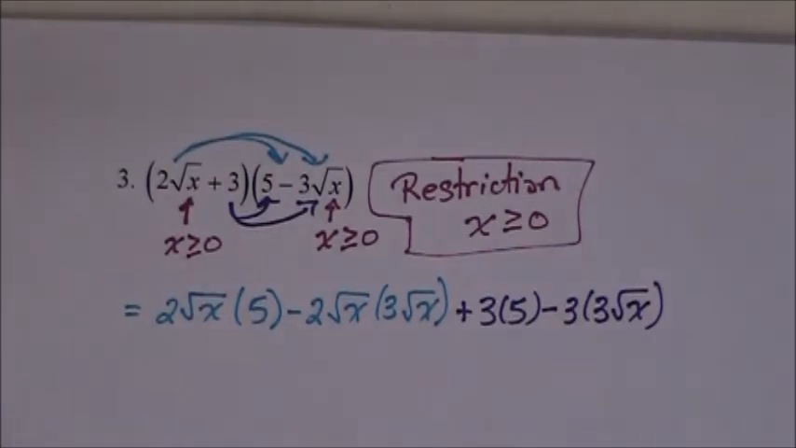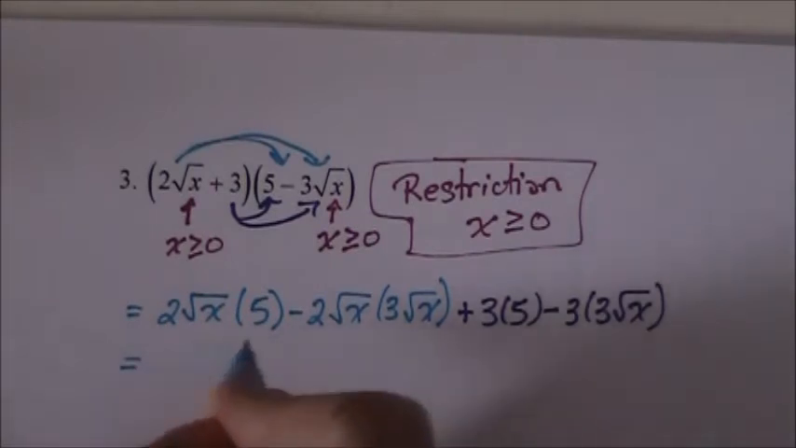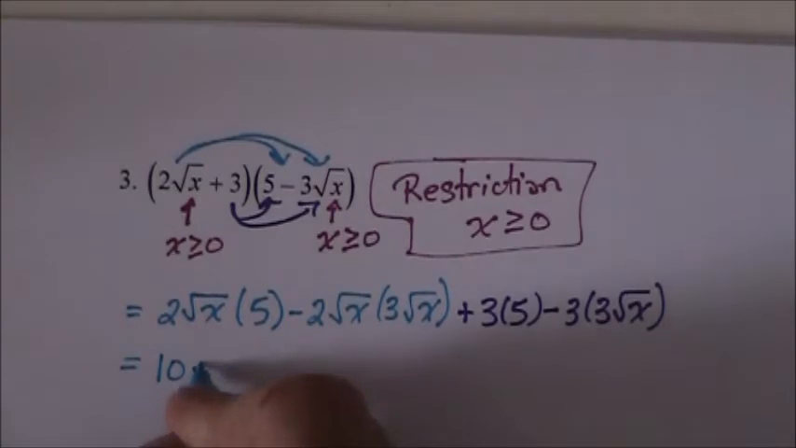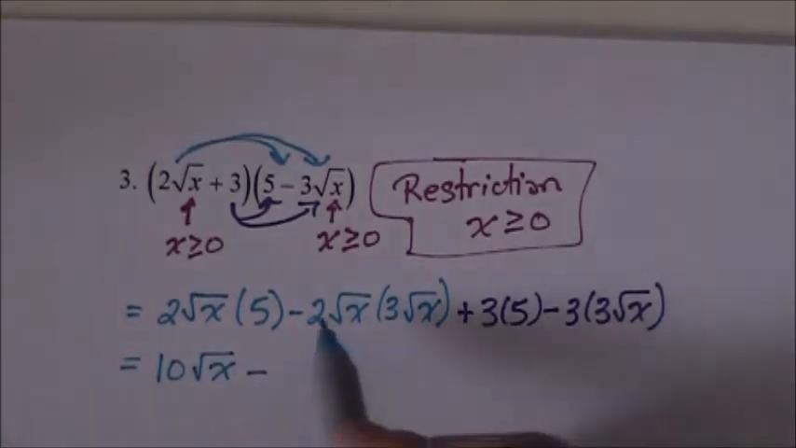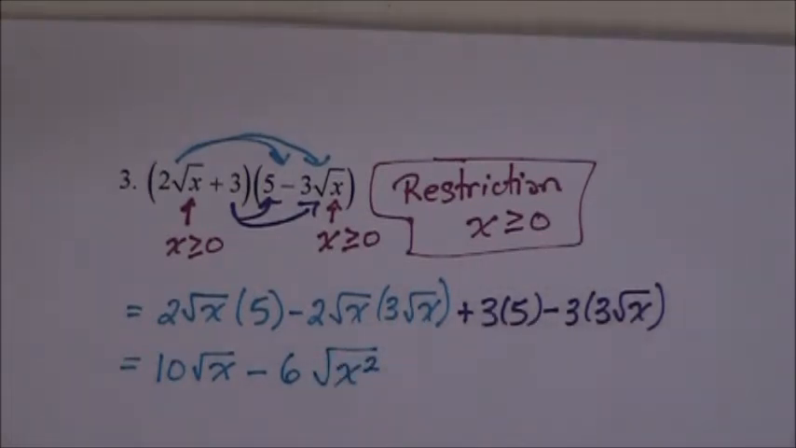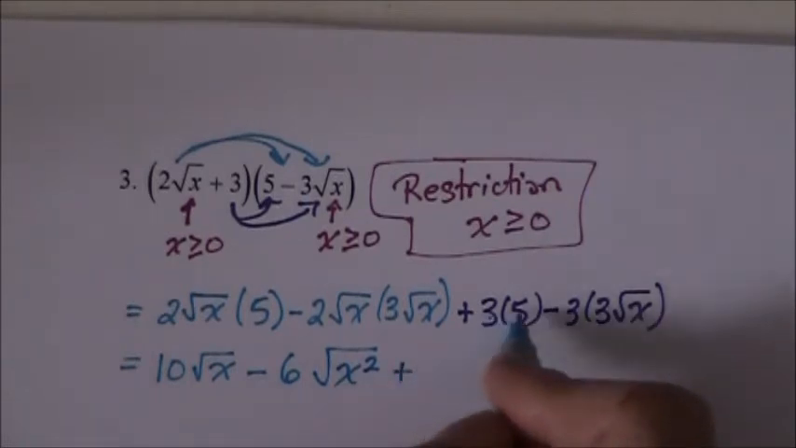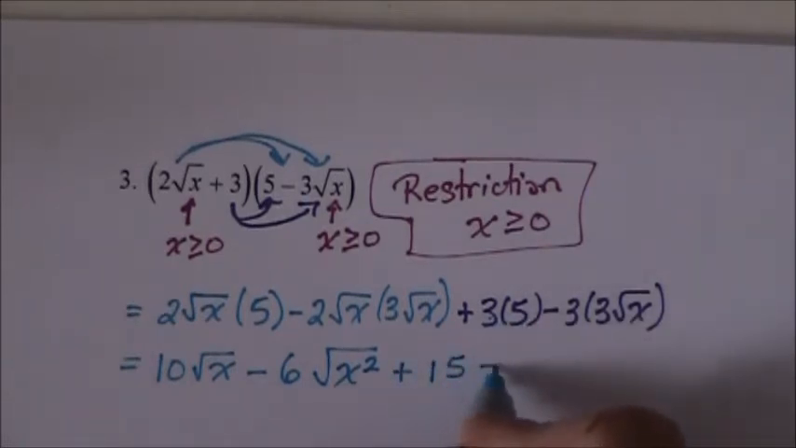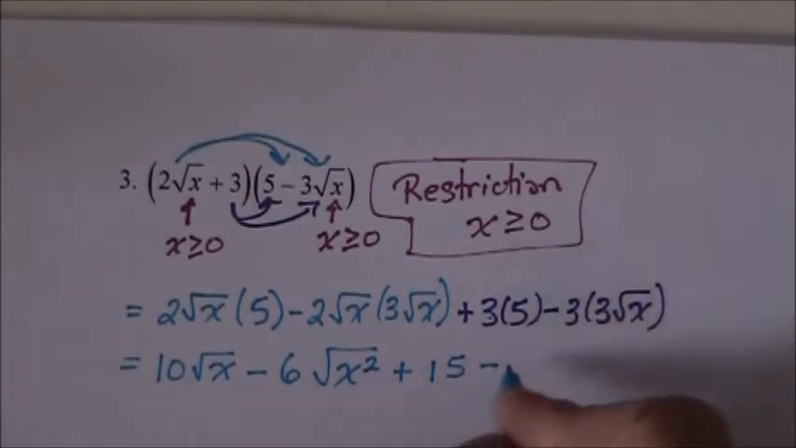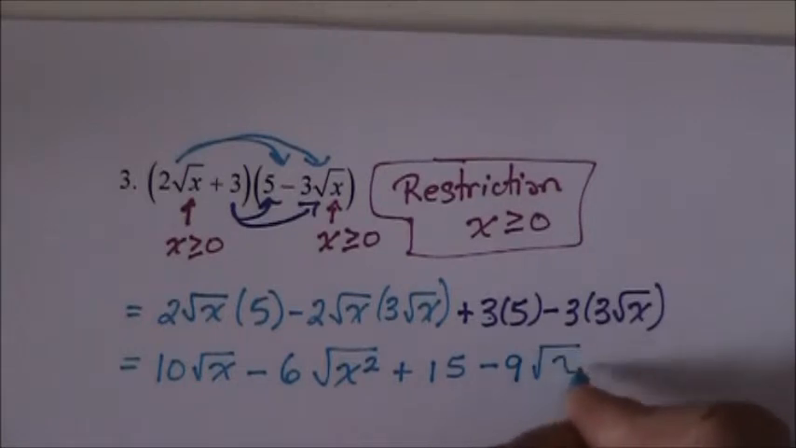At this stage now, we're going to go through and multiply. Remember, no radical behind a number means that number is going to need to multiply with the coefficient. So we are looking at 5 times 2, which is 10, square root x, minus 2 times 3 is 6, x times x is x squared, plus 3 times 5 is 15, minus, no radical with this, so it multiplies with the coefficient. 3 times 3 is 9, square root x.